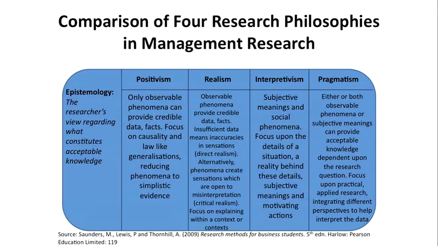Interpretivism is looking at subjective meanings and social phenomena. So it's looking at the details of a situation and the reality behind these details, but actually looking at subjective experience, subjective meanings, and what they can tell us about a particular context or idea. Pragmatism, again, being a very open philosophy, can see either observable phenomena or subjective meanings as providing an acceptable basis for knowledge creation in a discipline. And they are dependent upon the research question. So the question will really determine what the philosophy will be. But it's very much a focused, applied approach, integrating different perspectives to help interpret and make sense of the data.